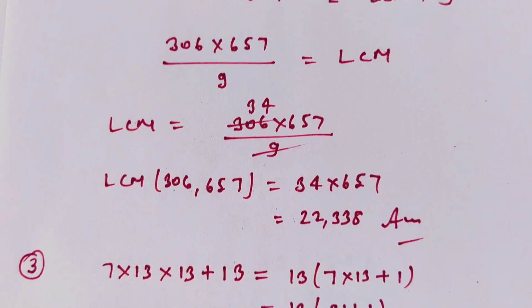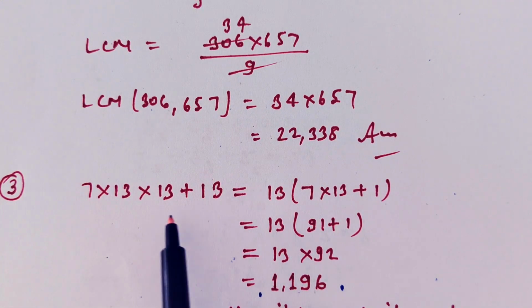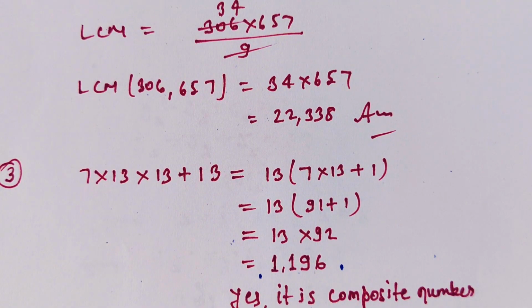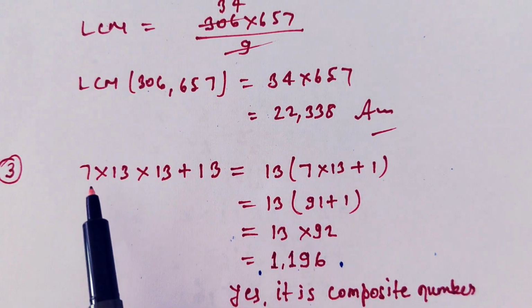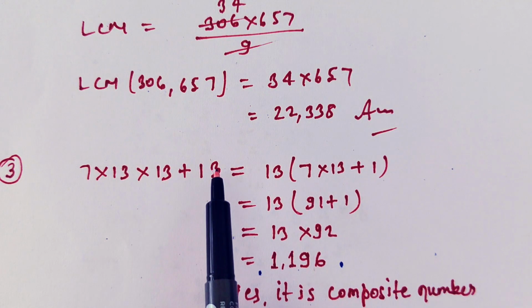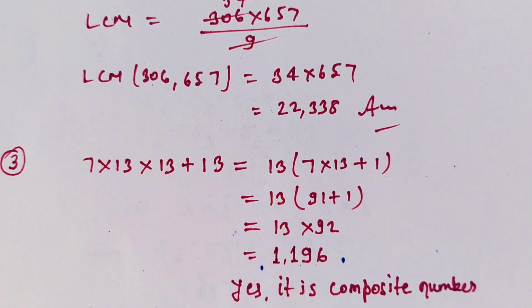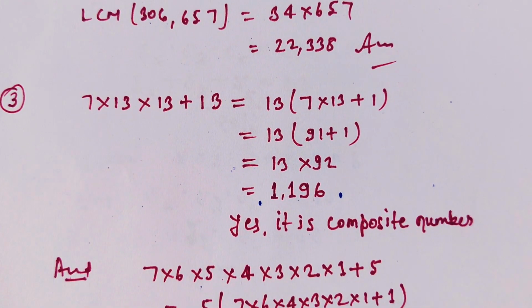The third question: we need to prove whether the given expression is a composite number or prime number, but the question says only composite number. The first expression is 7 × 13 × 13 + 13. Before starting the solutions, I need to explain the composite number. What is a composite number? The number which is divisible by 1 and other numbers, that means the number which has more than 2 factors. Such numbers are called composite numbers.